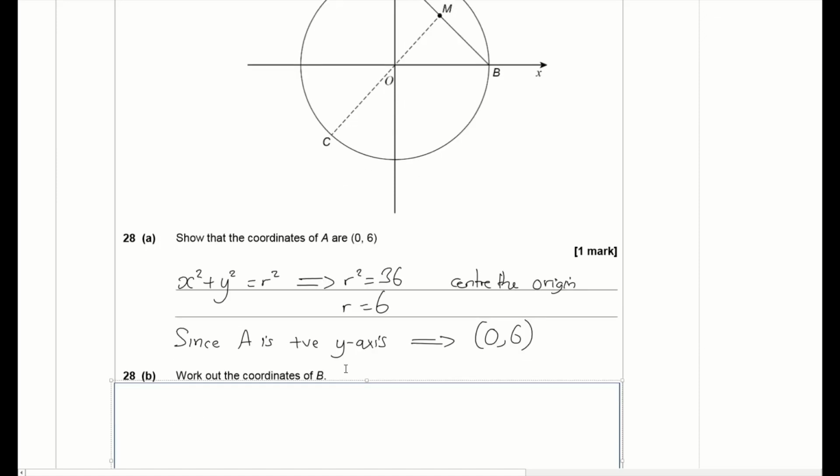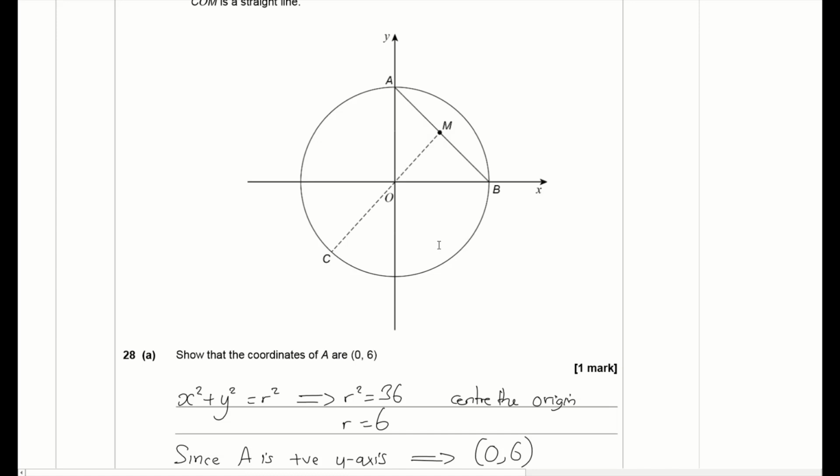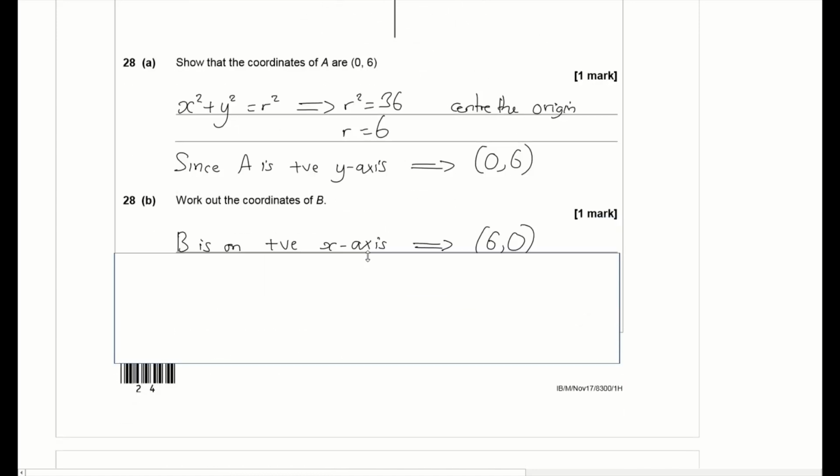We now also for part B have to work out the coordinates of B. Well, it's the same idea again, only B is on the positive x-axis, so B will be at 6, 0, 6 across, as in the x coordinate comes first, then the y.